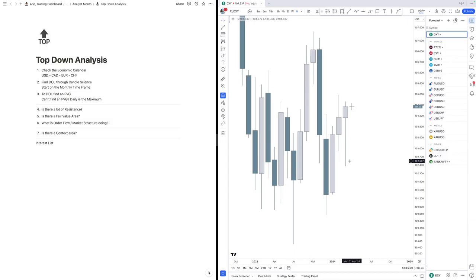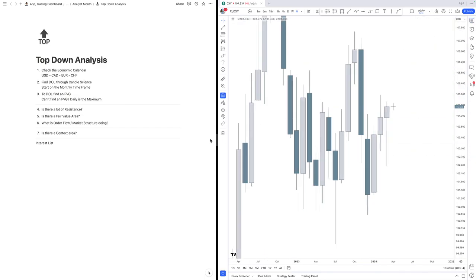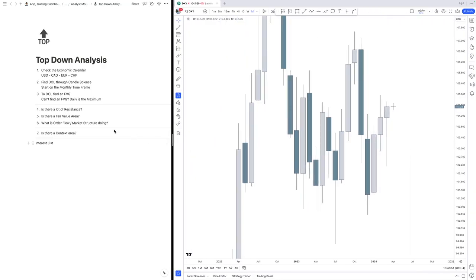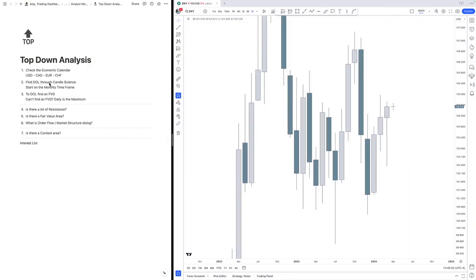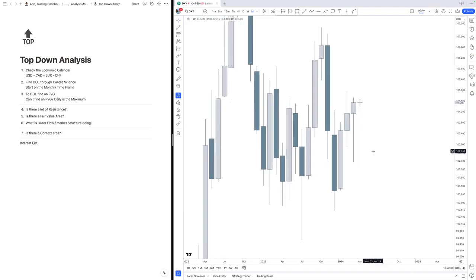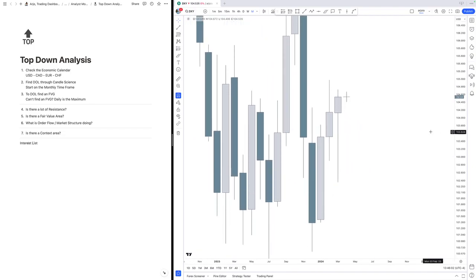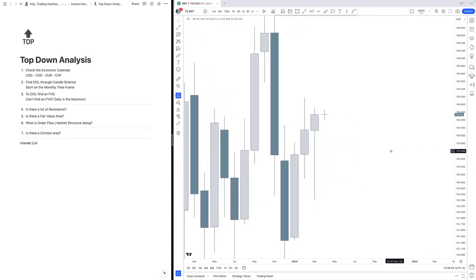So before we go into the crosses, we need to understand how we approach this forecast list right here, which by the way, you can also find again above this video. Now, first things first, we have gone over the economic calendar. So what is the next thing we need to go over? We need to find the drawn liquidity right there through candle signs. Start on the monthly time frame. This is how I approach it right here. So I start on the monthly time frame, and through candle signs, I find the drawn liquidity.